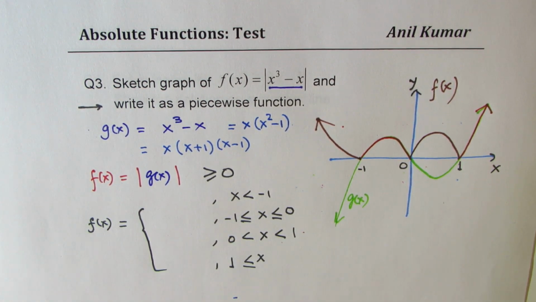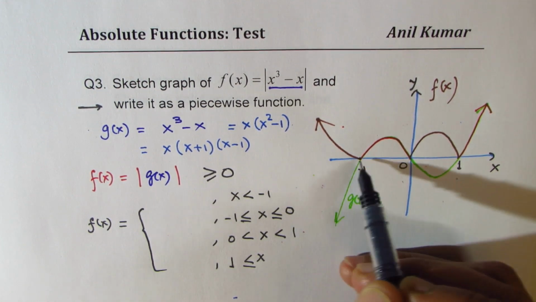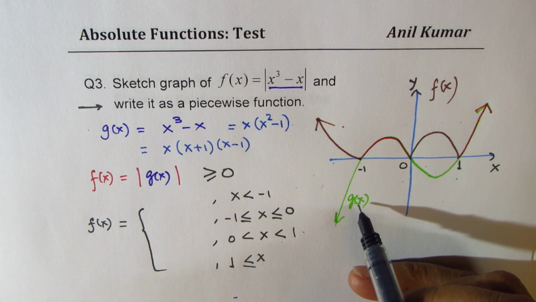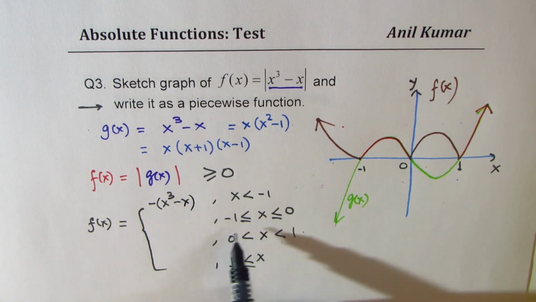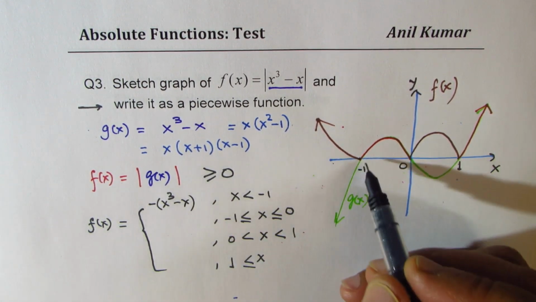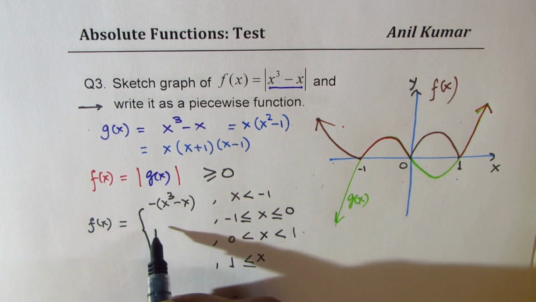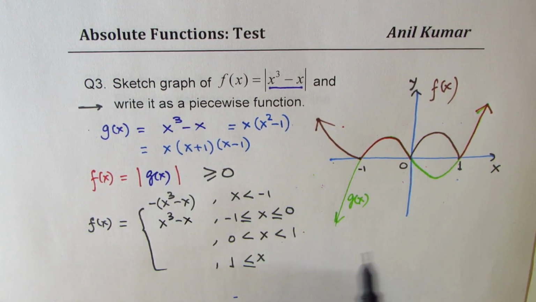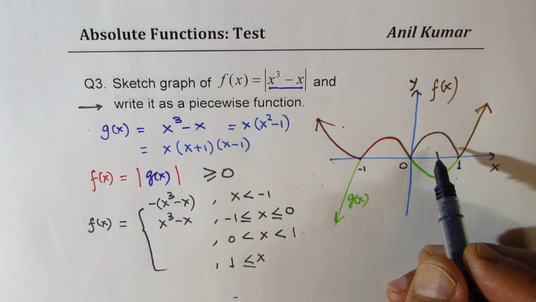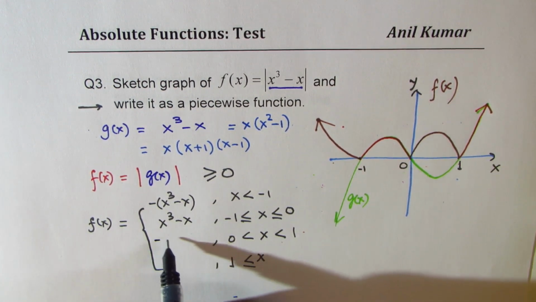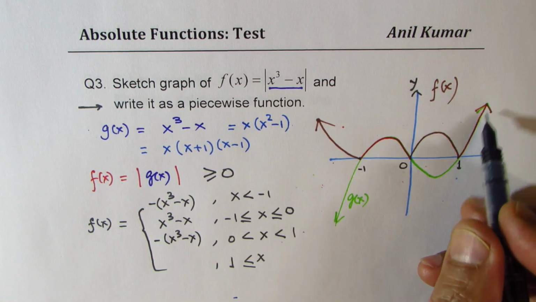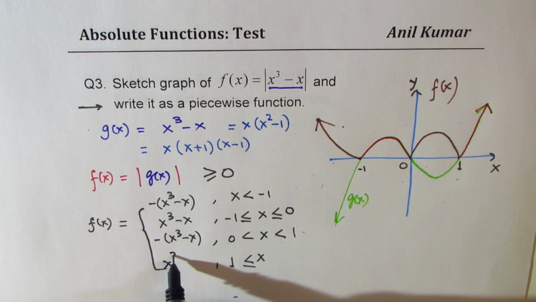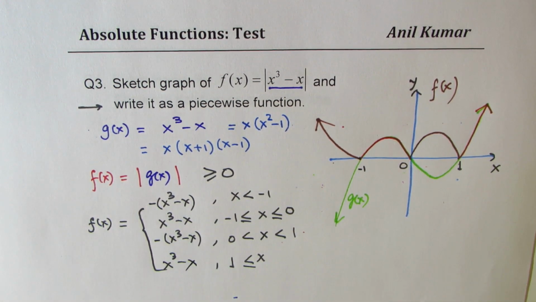What do you observe? You observe that in the first portion, it is negative of g of x. So I could write this as negative of x cubed minus x. In the second portion, it is exactly same as g of x. And then it is reflected, correct, on the x-axis again. So it is again negative of x cubed minus x. And in the last portion, it overlaps. So it should be written as x cubed minus x. So that becomes the piecewise function of f of x.